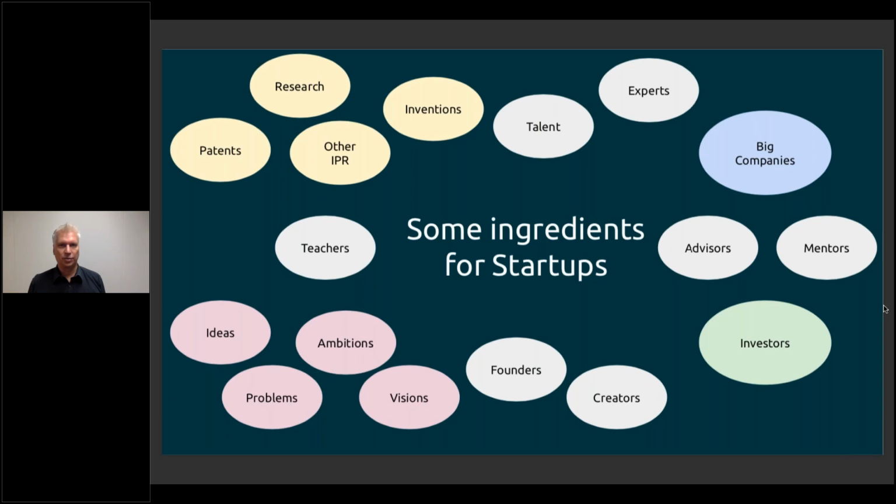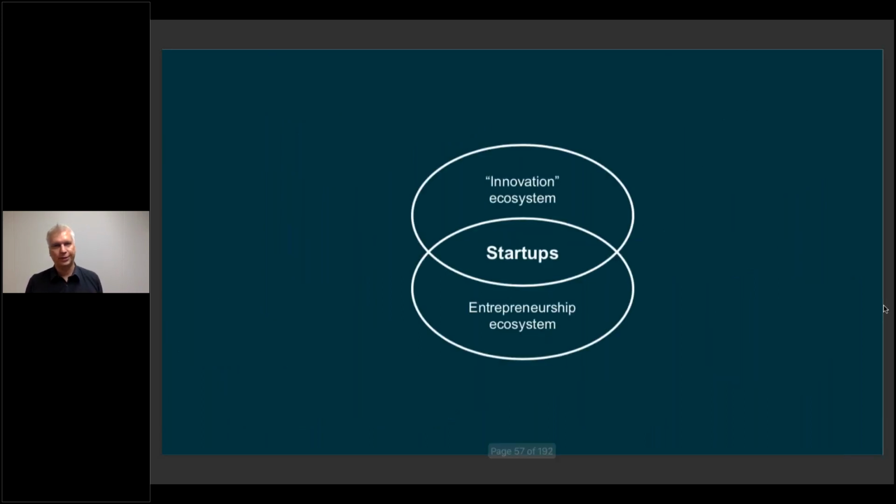So other ingredients for startups, in these roles, we have big companies that can contribute resources. We have advisors, mentors from bigger companies or outside of them. We have experts on specific knowledge from the technology side, from the market knowledge side. We have talent, we have research, we have patents, other IPR, teachers, ideas, problems, ambitions, visions. So these are the typical ingredients that we can see.